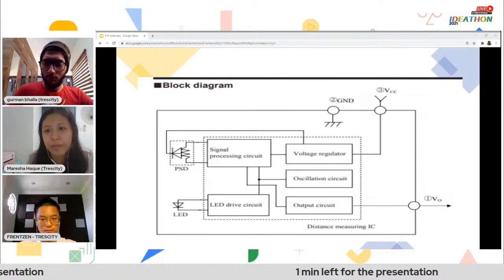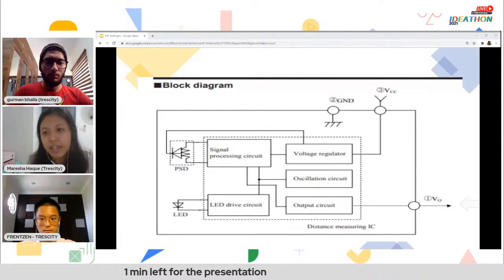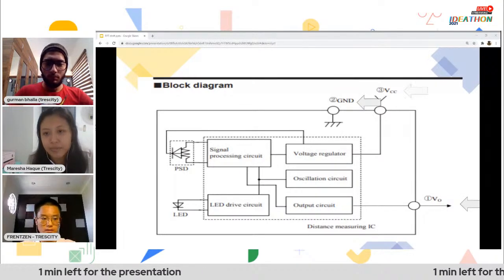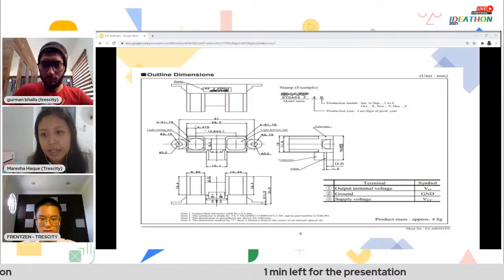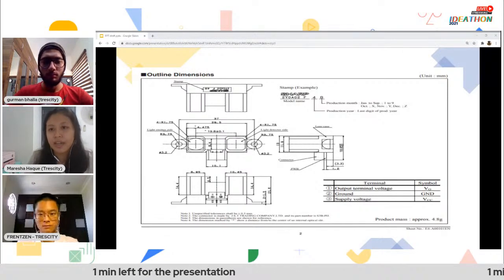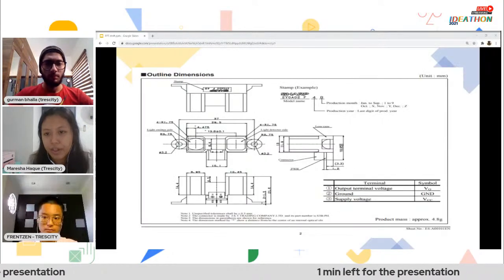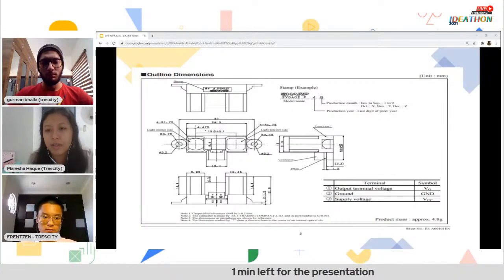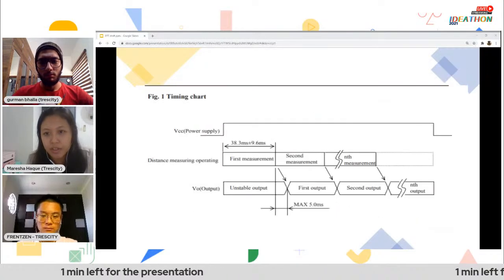So this is a block diagram of the sensor, which shows where the output voltage, the ground, and the VCC are. Secondly, this is the outline dimension. It shows where the VCC, ground and output voltage pins are when we want to code. Pin 1 is the output terminal voltage, pin 2 is for the ground, and lastly pin 3 is for supply voltage.